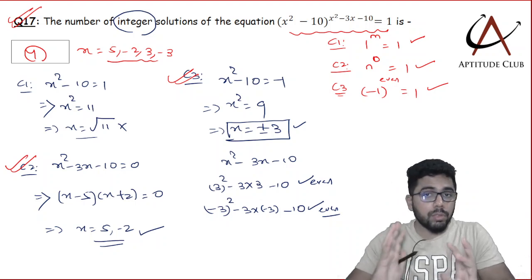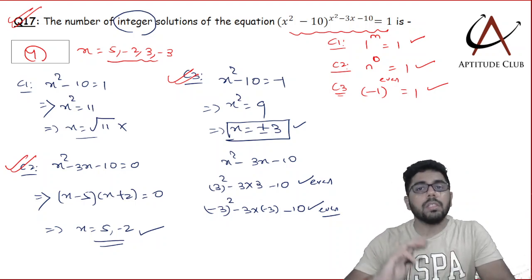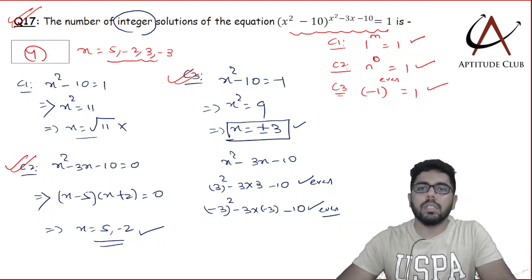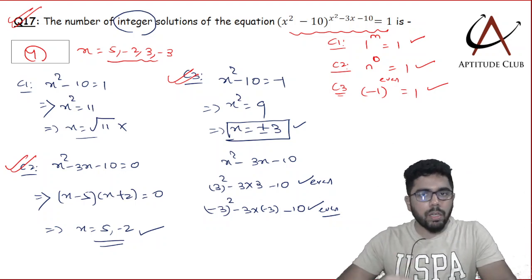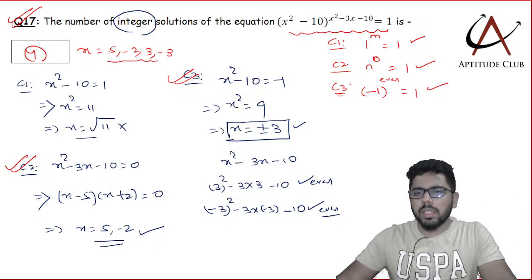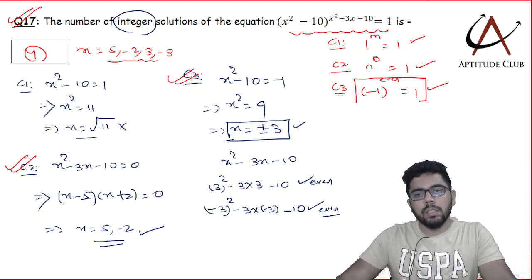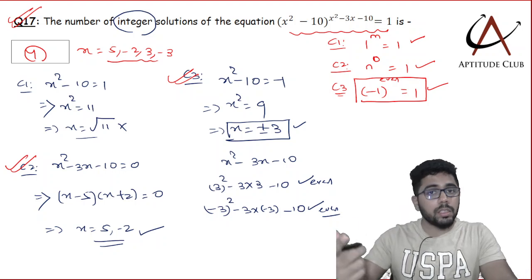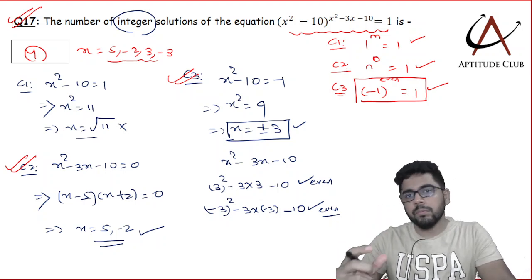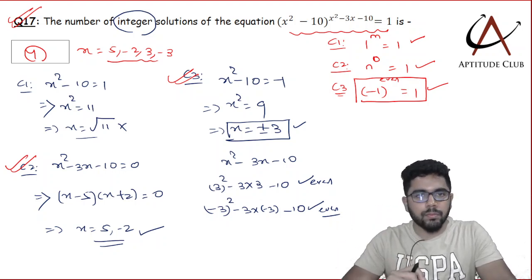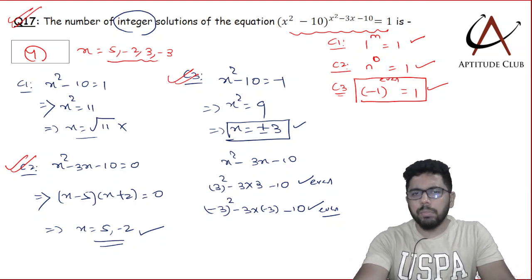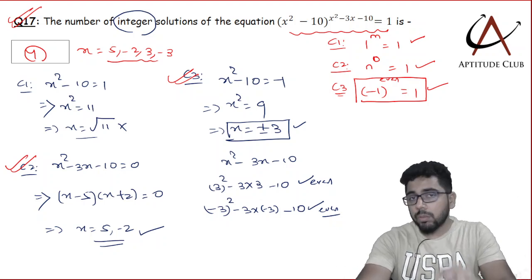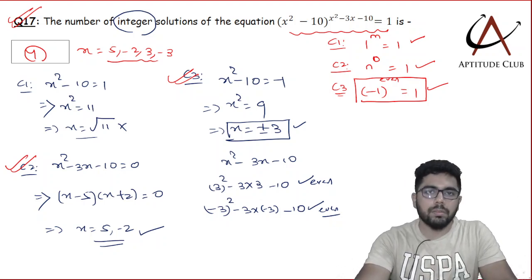So just keep in mind that whenever you see such questions, these are the 3 cases you should consider. Anything to the power 0 is 1, 1 to the power anything is 1, and minus 1 to the power even is 1. This is the case a lot of people miss, they don't consider it while solving. If you miss this, you'll definitely get the answer wrong. Hope this is clear. Solving-wise it is quite simple. The only trick was to consider all possible cases.